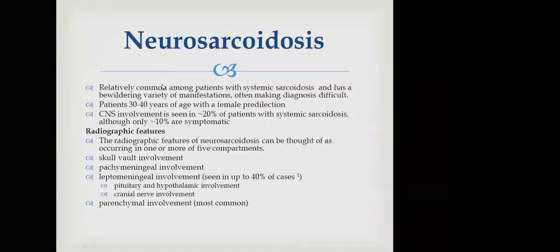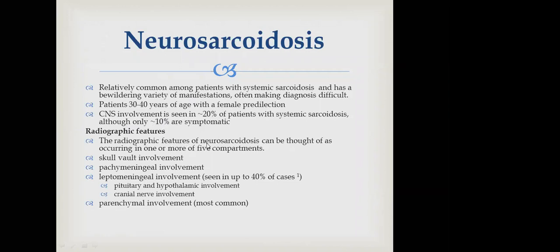Another entity is neurosarcoid. It is relatively common among patients with systemic sarcoid and has a wide variety of manifestations, often making the diagnosis difficult. The patient is usually 30 to 40 years of age, with female predilection. CNS involvement is about 20% in systemic sarcoid, although only 10% are symptomatic.